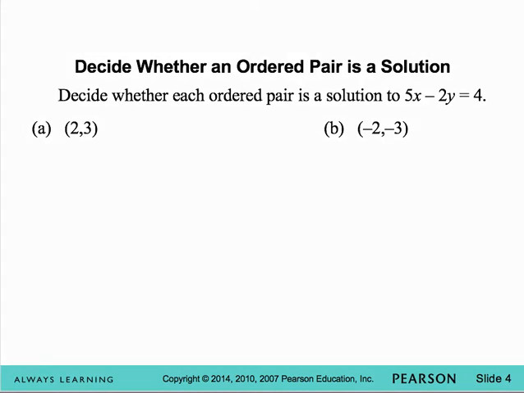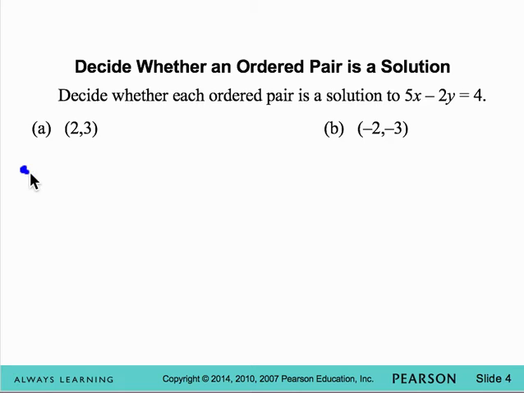Why we're talking about this now is that these are going to be our solutions to an equation. The first thing we're going to do is decide if an ordered pair is a solution for an equation. Remember what this means: the order matters. The first one is x, the second one is y. If I want to know if that's a solution to this equation, all I have to do is plug it in and see if it makes it true.